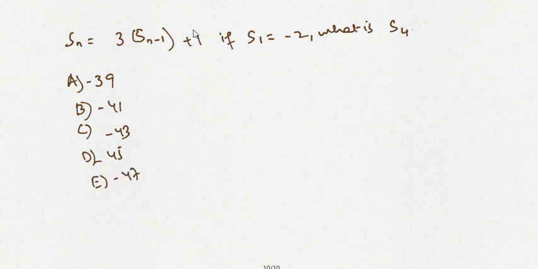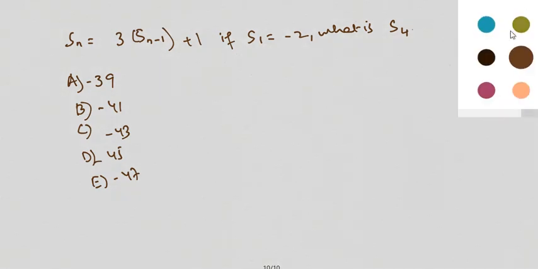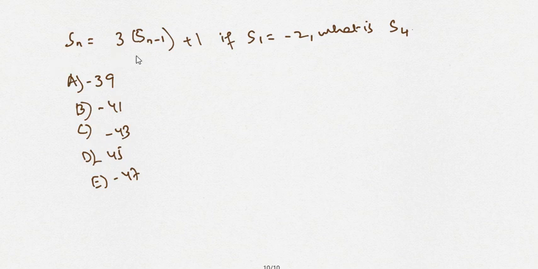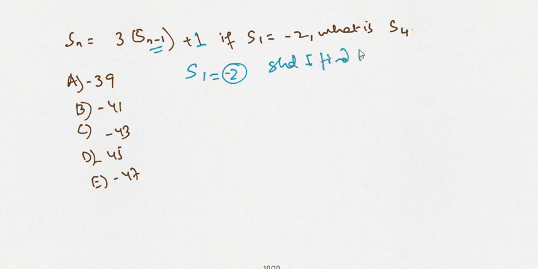If this is the question, now looking at it, if S1 is given, so if I substitute the S1 value over here, which is equal to minus 2, I will be able to find the value of S0, but should I find it? Because I need to find S4. So it's better that I go forward.